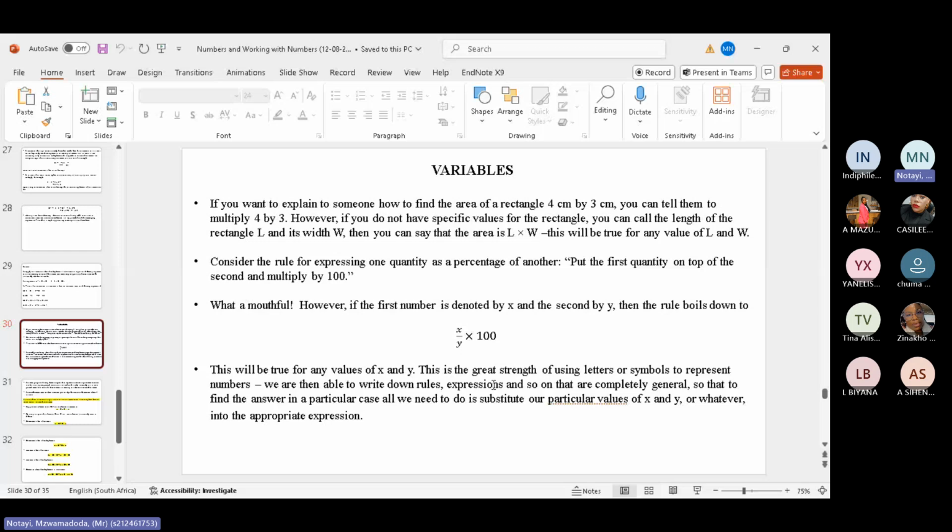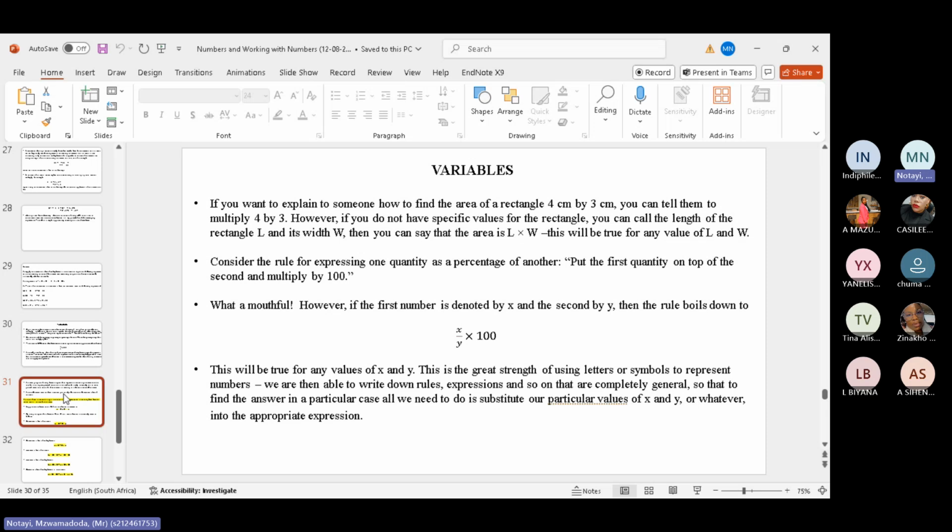This is a great strength of using letters or symbols to represent numbers. We are then able to write down rules, expressions, and so on that are completely general, so that to find the answer in a particular case, all we need to do is substitute our particular or given values into the appropriate expression.